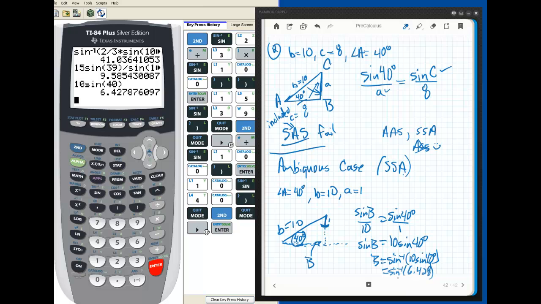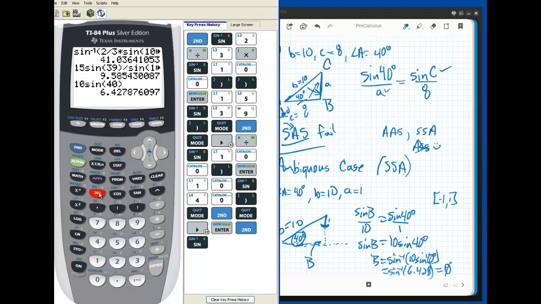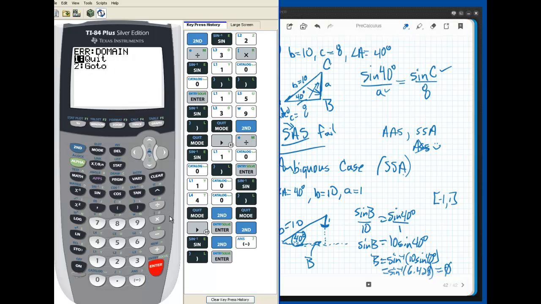Wait a sec. That's telling me that the sine of some angle is equal to 6.428. Wait, sine's range is from -1 to 1. This ain't going to work. This doesn't exist. There are no solutions to that. And that plays out on my calculator. If I hit second sine of second answer, watch what happens. Error domain. It yells at us, which is great. So I'm just going to hit quit.